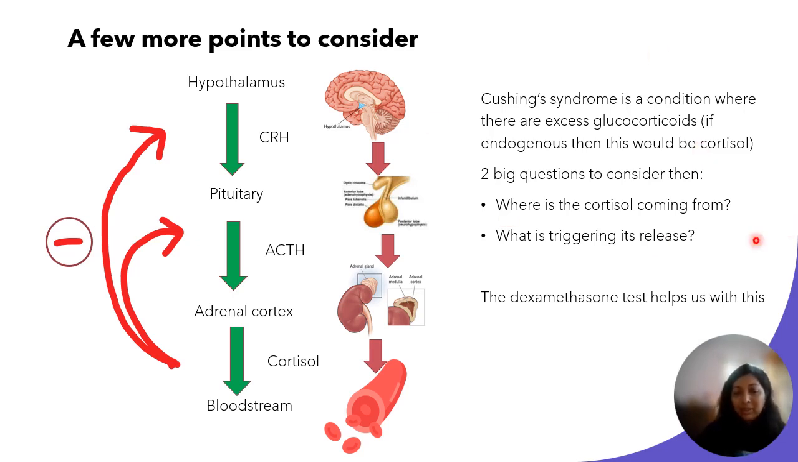So the two big questions you want to ask yourself when you're trying to diagnose Cushing syndrome of endogenous origin is, where is that cortisol coming from and what is triggering its release? And the dexamethasone test is actually going to help us figure that out.